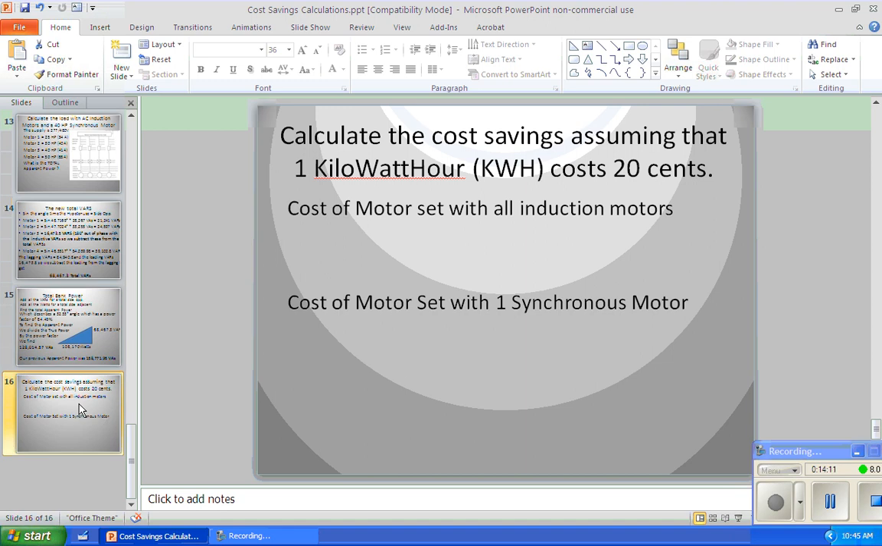These motors are running 8 hours a day, 50 weeks a year, about 2,000 hours a year. So if that's the case, what is the cost savings of just installing this synchronous motor instead of another induction motor? Let me tell you those numbers again. Now this is per hour.